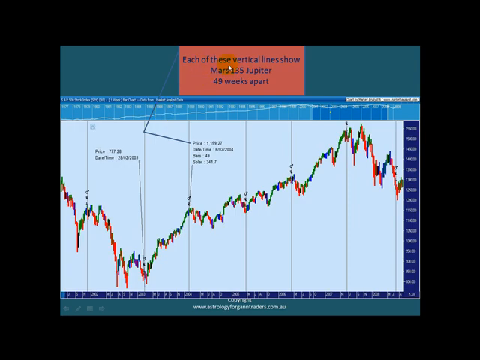Okay, so these vertical lines show Mars 135 Jupiter, which is a sesquiquadrate, and they're 49 weeks apart. Now, I like that 49 weeks. That scans 7 times 7 in the Jubilee, and it's an interesting number. So that's a cycle there. Looks pretty good. Okay, but still, 49 weeks, it's almost a year.